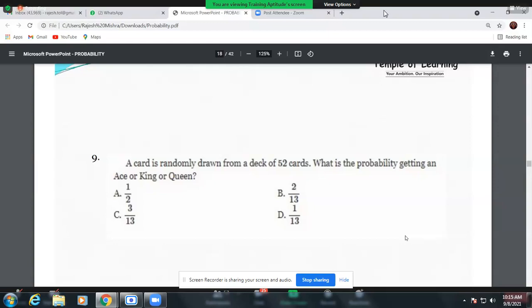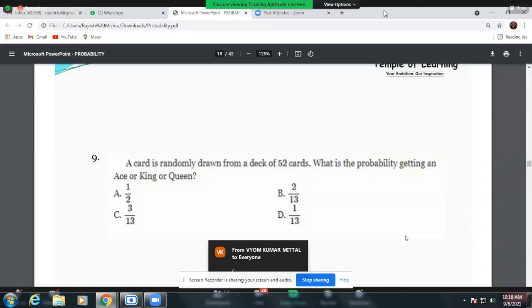Probability of getting a king is 4 upon 52, that is 1 upon 13. And probability of getting a queen card is 4 upon 52, queen also. That's 1 upon 13. So I add 1 upon 13 plus 1 upon 13 plus 1 upon 13. That is 3 by 13. Now many of us would like to do it straight away as 12 upon 52.